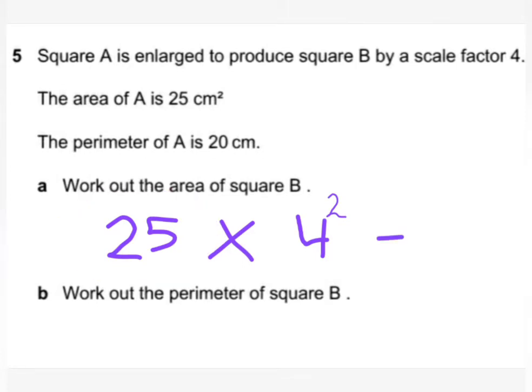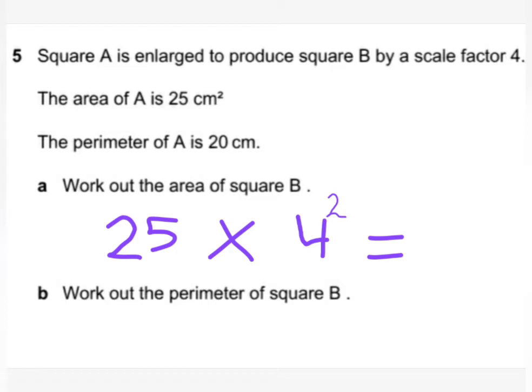And these are the steps of answering this question. So we take the area of the old shape or the small one, we put it here. And then we take the factor and put it here, we multiply them by each other. And because area is squared, I put square on the factor. And then I answer the question.